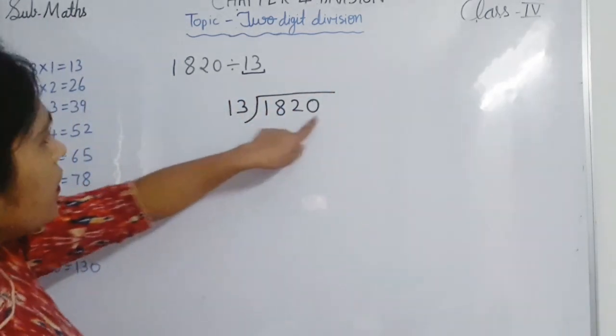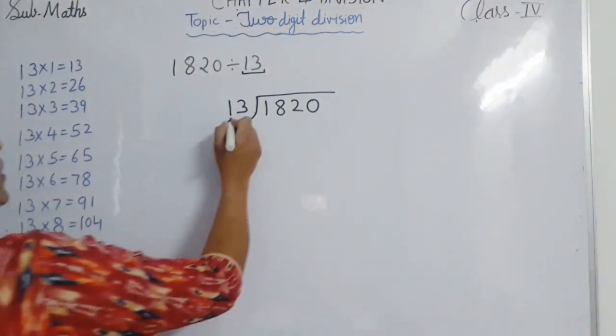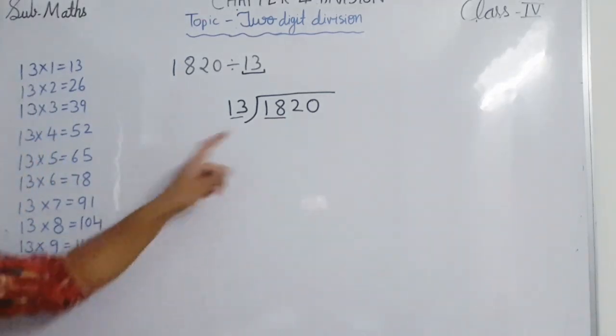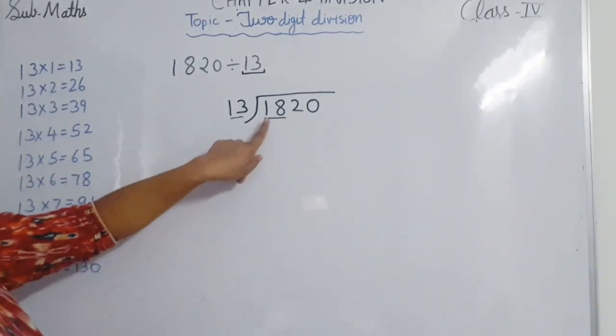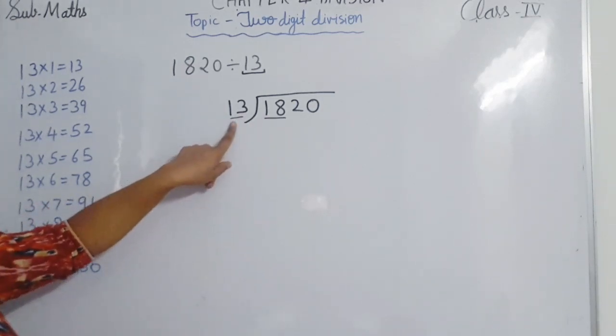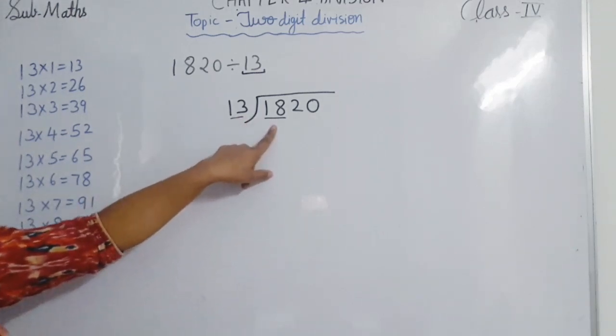This is the dividend, and this is the divisor. So what is the first step? It's a 2-digit number here, so here also we'll take 2 digits. But this 2-digit number should be greater than or equal to the divisor. So 18 is greater than 13, so we can move to the next step.